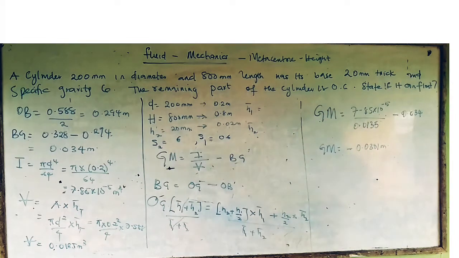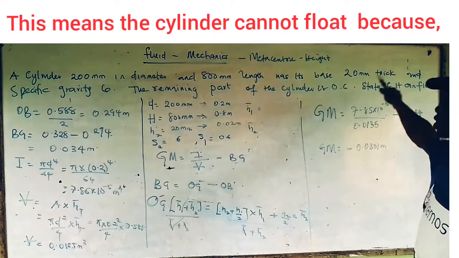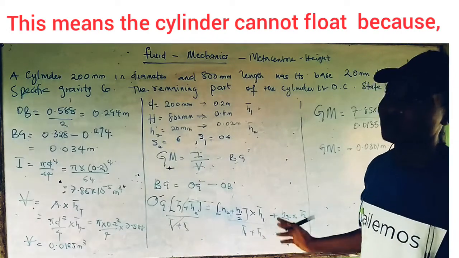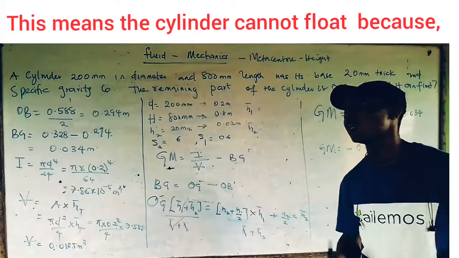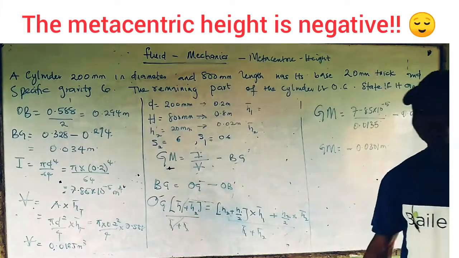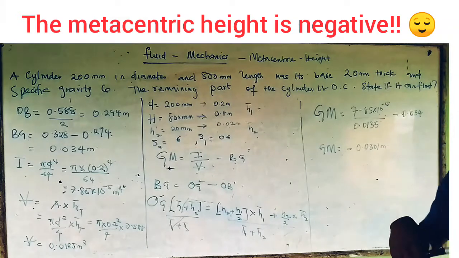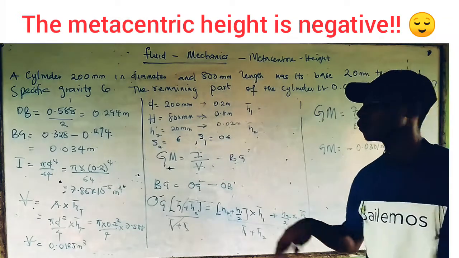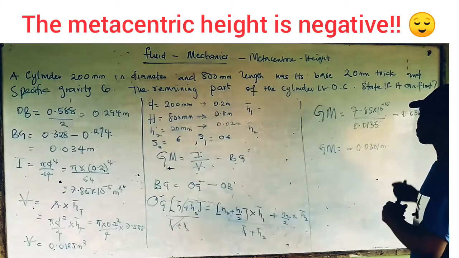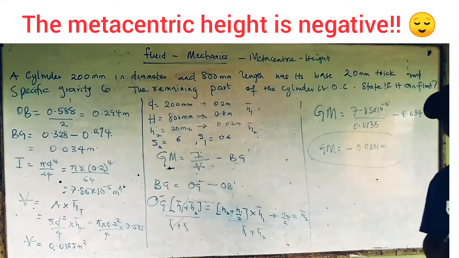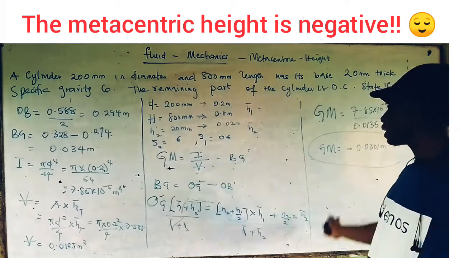So what is this telling us? Because the question says to think if it can float, you can easily conclude that the body cannot float, because the value of the metacentric height is negative and the center of gravity is below the metacenter. Anytime the center of gravity is below the metacenter, it should not be able to float. So this is the conclusion we have, because the metacentric height of the body gave us a negative value.